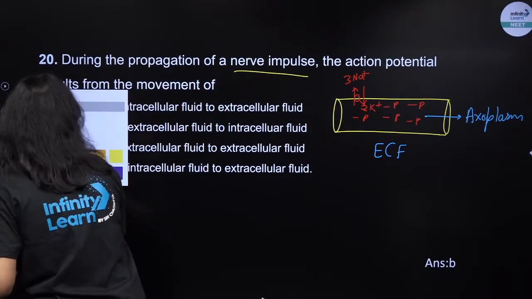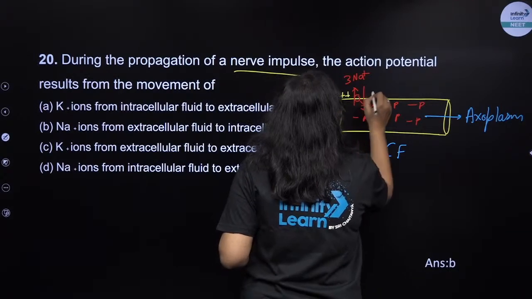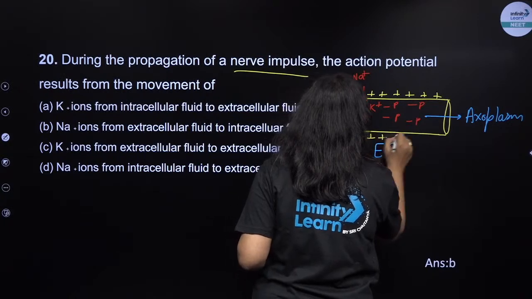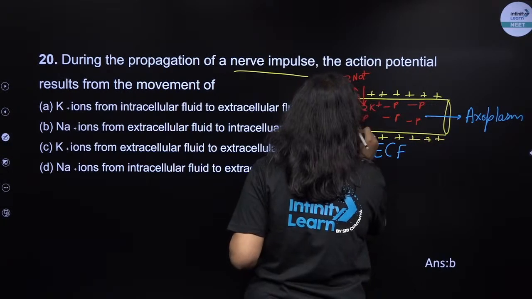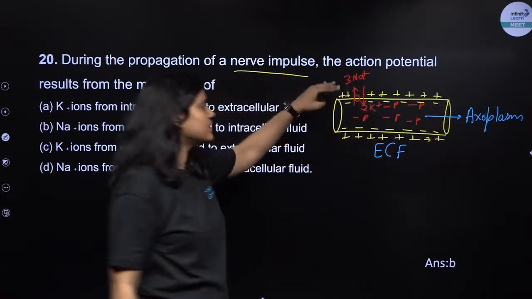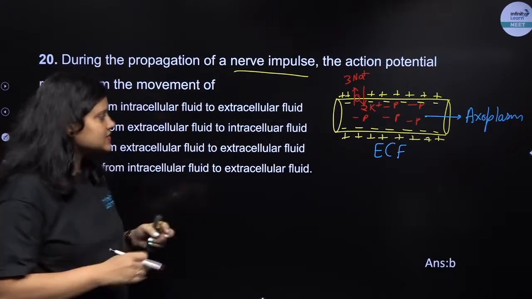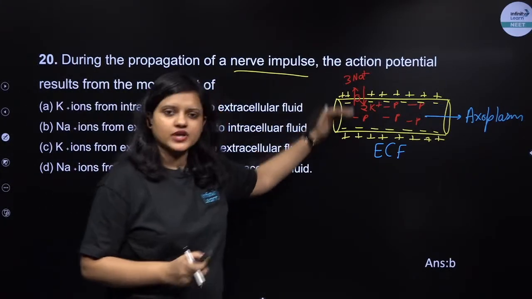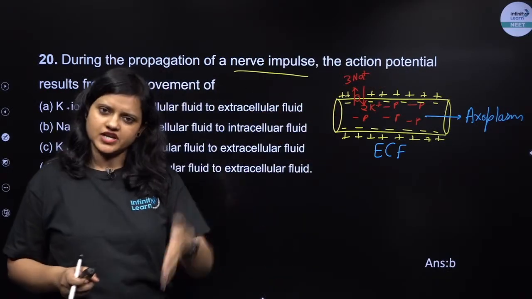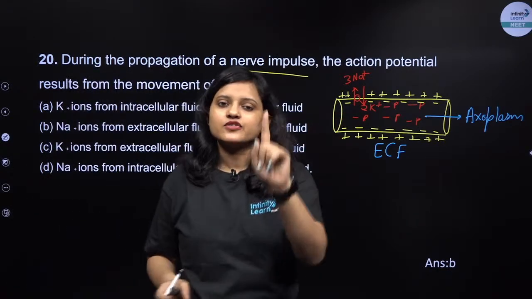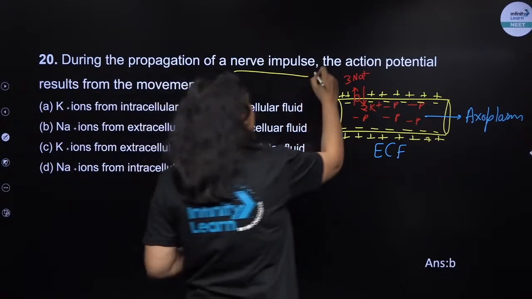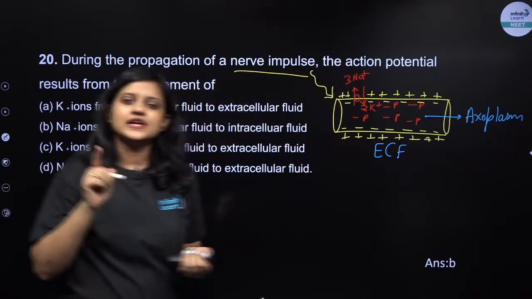Let's draw it. Right? So the charge distribution will be like this. What does this mean? There will be a potential difference across this membrane which is known as resting membrane potential, because our axon is now at resting stage. Fine. Now when does the problem start? When there is arrival of any impulse.